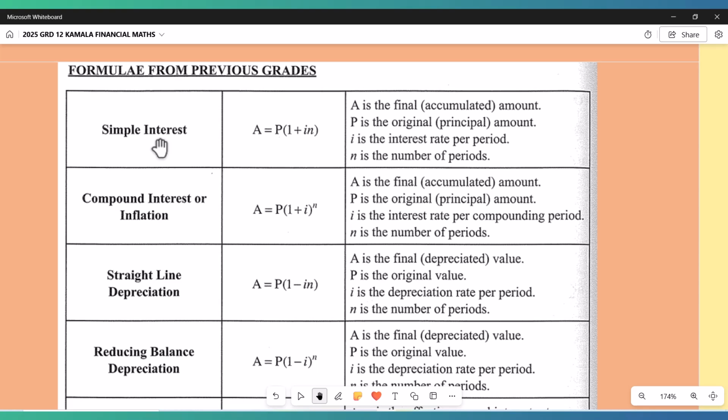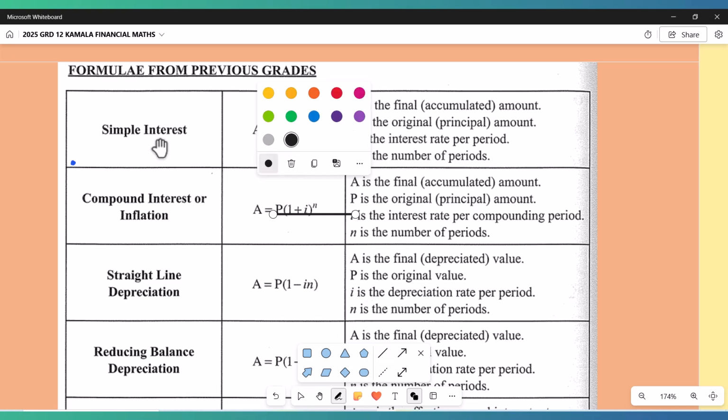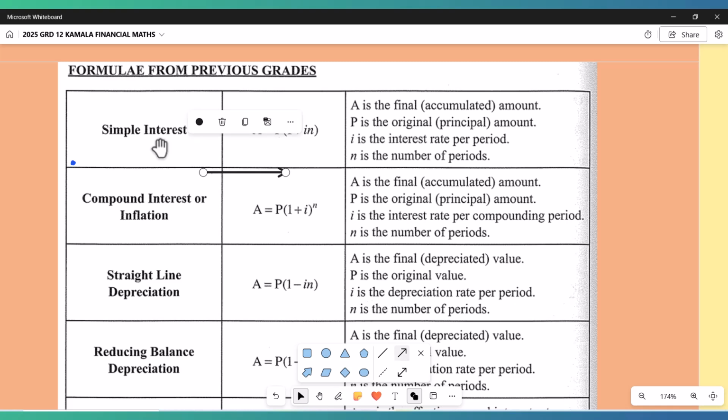Now, simple interest, you have your money initially, okay? Then the money is going to grow on a linear scale. It grows linearly. So with simple interest, your money is going to grow linearly, like a straight line, starting from here. We call it what? Simple interest.